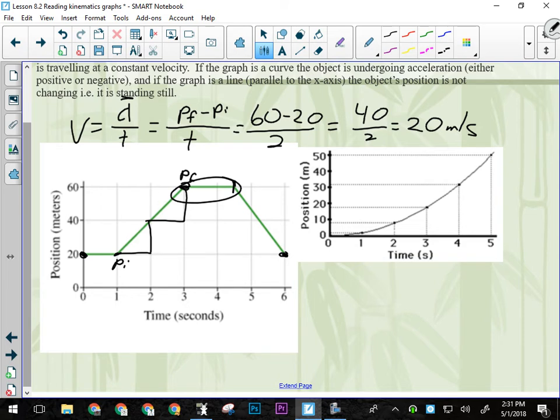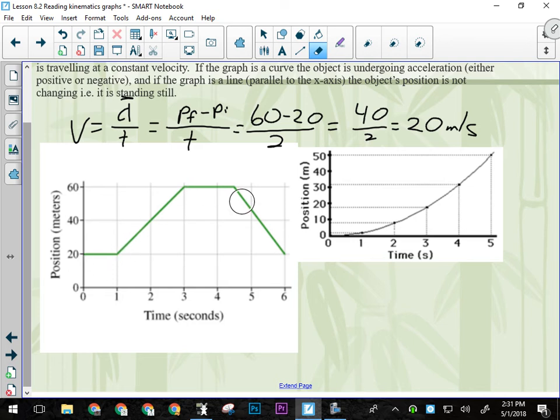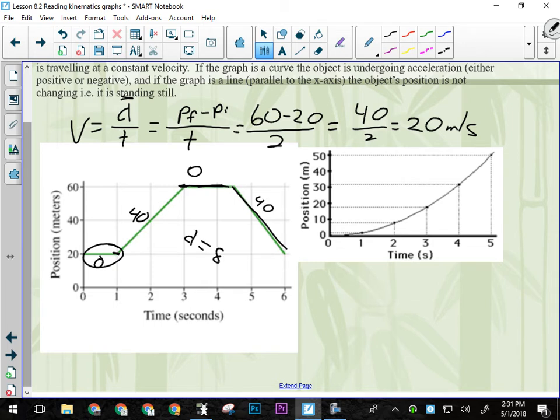All right. So that said, though, if my displacement is 0, what's the distance traveled for this object? How far did they go here? Okay, so it goes 0 here. How far does it go between here and here? 40 meters. How far does it go here? Doesn't go anywhere. How far does it go here? 40 meters. All right, so the total distance is 80 meters, but the total displacement is 0 because it ended up back where it started.